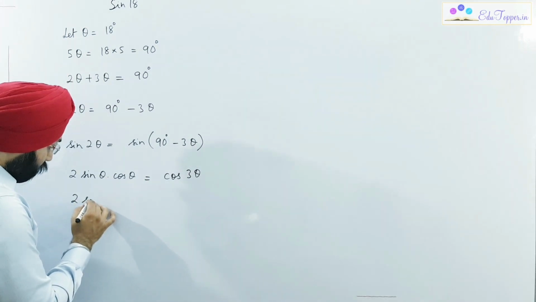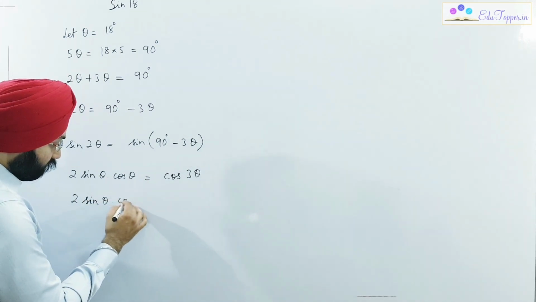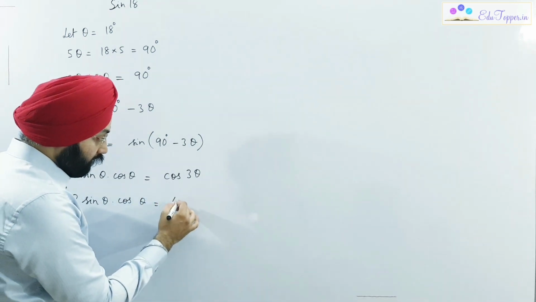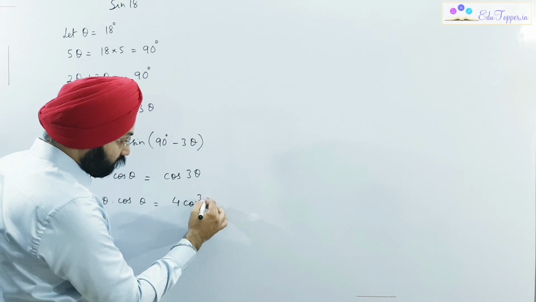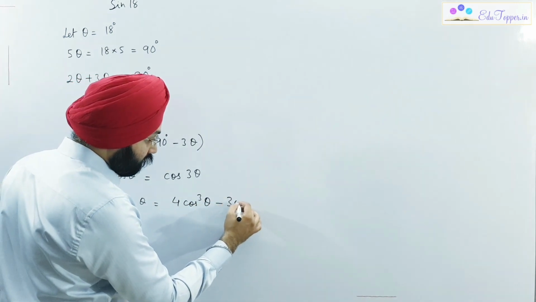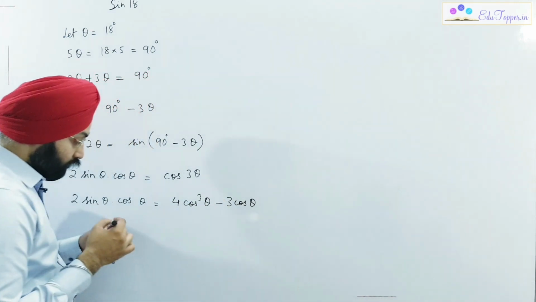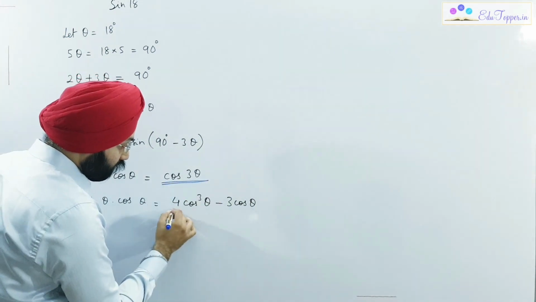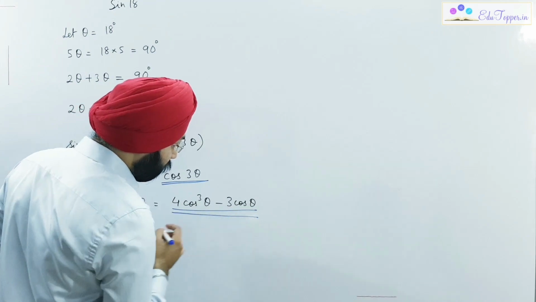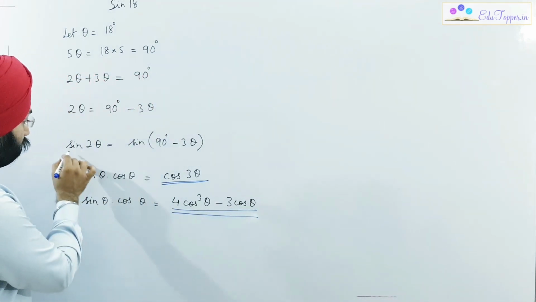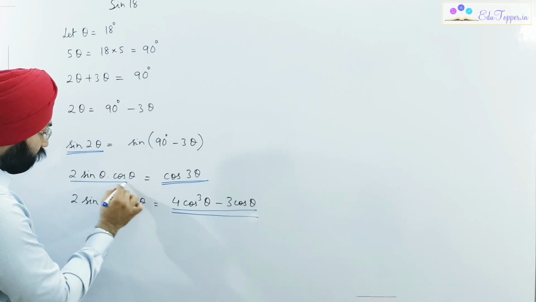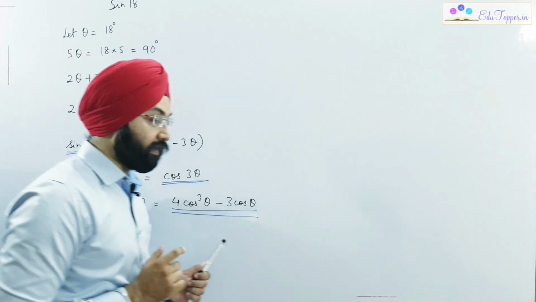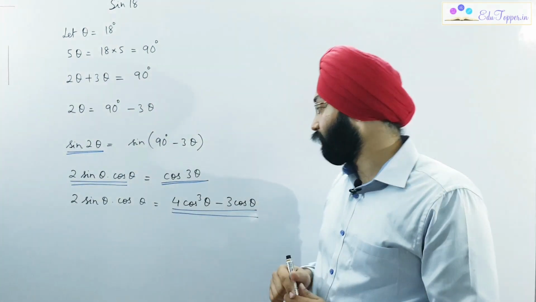So from here we have 2 sine theta cos theta as it is, and we'll change cos 3 theta into 4 cos cube theta minus 3 cos theta. So the value of cos 3 theta is equal to 4 cos cube theta minus 3 cos theta, and the value of sine 2 theta is equal to 2 sine theta cos theta. These are two important identities that we must know while solving this.